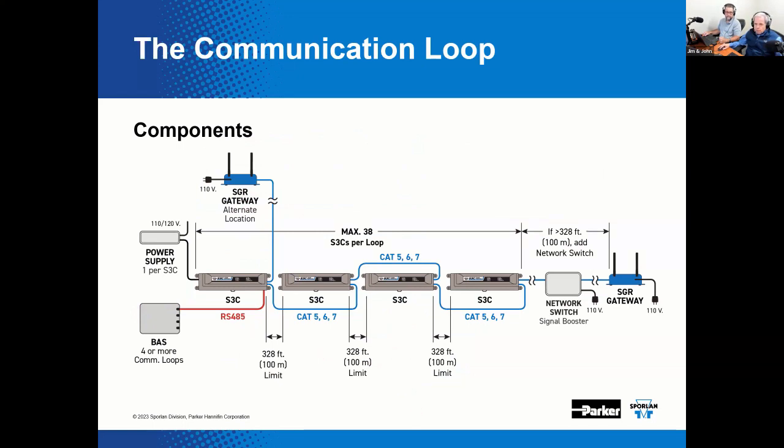A network switch, which is another type of router. That's what we show right here, which can act as a necessary booster if the cable length exceeds the 328 feet. And also notice the options for the SGR or cellular gateway router, if you will, that can be placed in this position are here as well. Now there is a limit of 38 or less cases per communication loop, and this has something to do with the brand of the building automation system that's being used. Most building automation systems have 4 or more communication loop connection points, and we're going to talk more about this in just a minute.